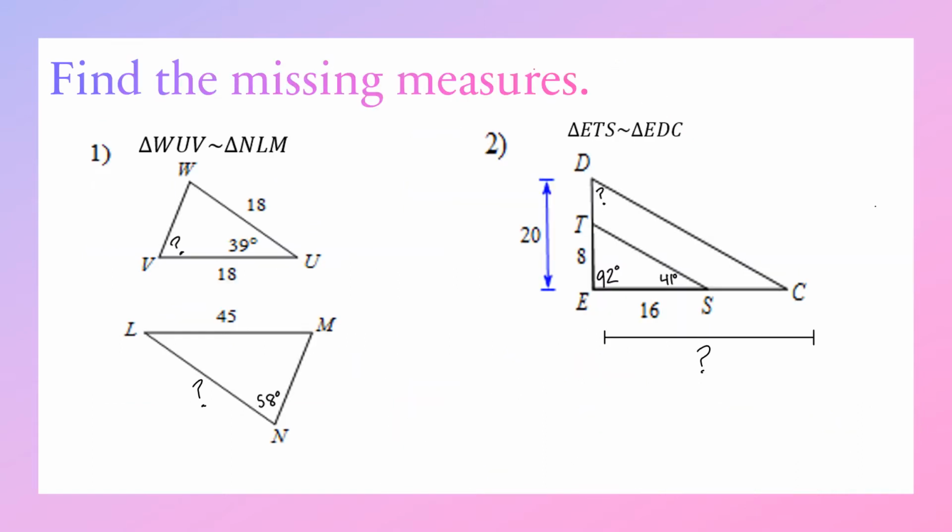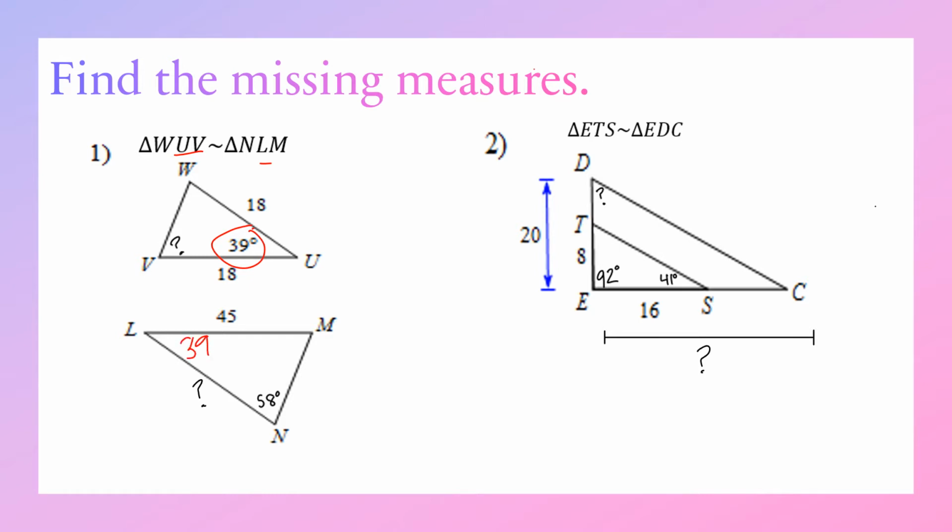Okay, so that being said, we are going to take that angle info and use it here. So for number 1, it's telling me that these triangles are similar. So that being said, U is 39, they give us that here, which means in my other triangle, U is in the middle, L is in the middle here, L would also be 39.